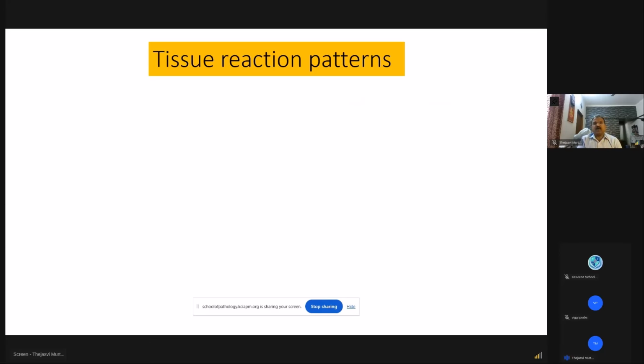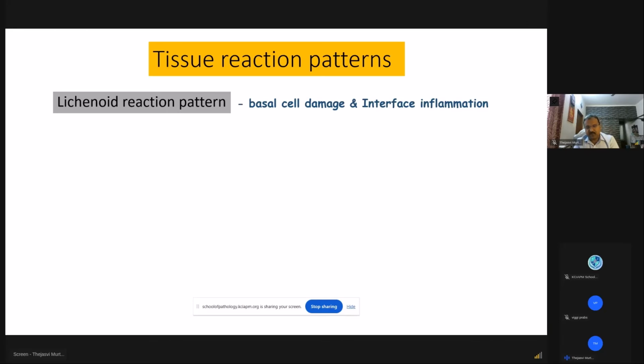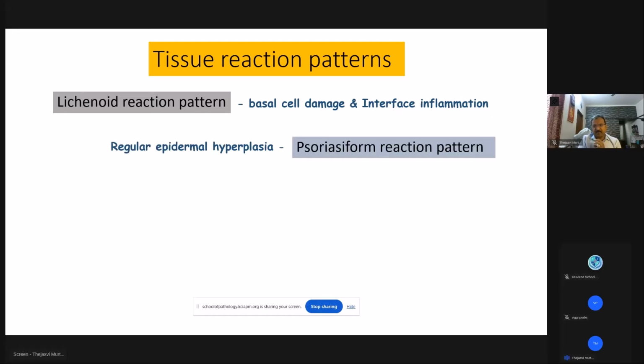Now, with this, we also have tissue reaction patterns. Tissue reaction patterns are separate entities. Rather than single entities, they are groups of diseases, wherein we have lichenoid, psoriasiform, and so on. These are tissue reaction patterns, how the tissue responds to inflammation. The lichenoid reaction pattern is characterized by basal cell damage and interface inflammation. Psoriasiform reaction pattern.